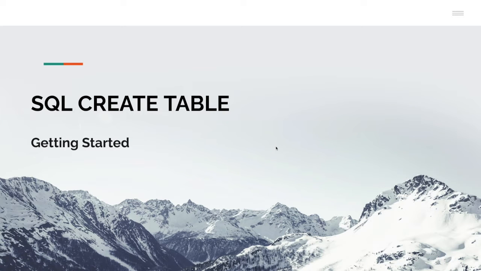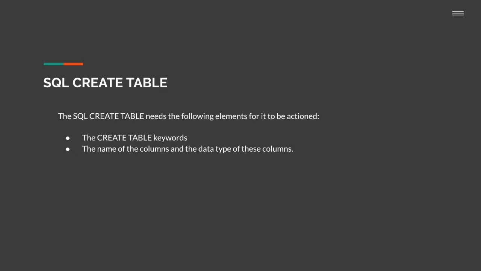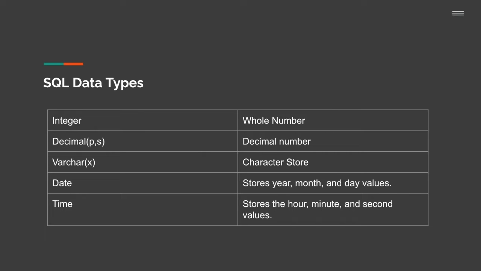Let's take a quick look at how to create a table using SQL. Now, in order to create a table using SQL, you'll need the following elements. You'll need the create table keywords, as well as the name of the columns and the data type of these columns. The data types that we'll be using today are the integer, the decimal, the varchar, the date, and the time.